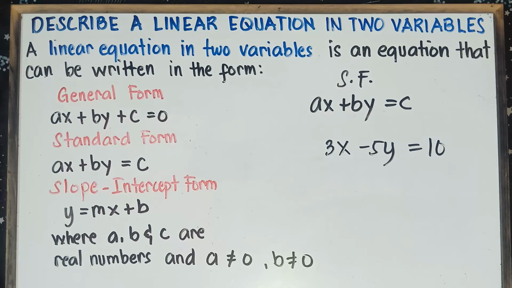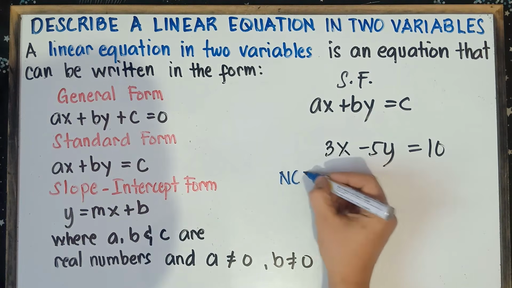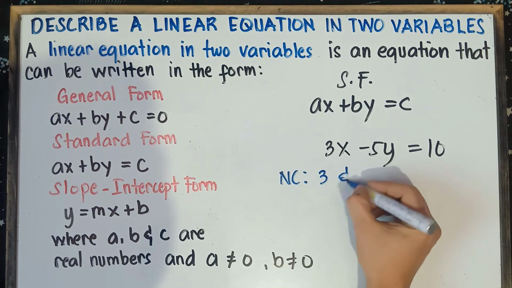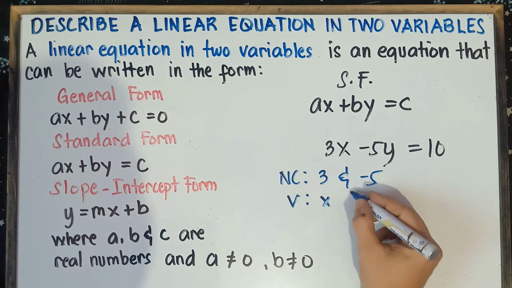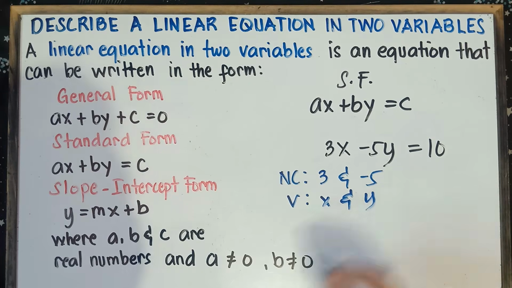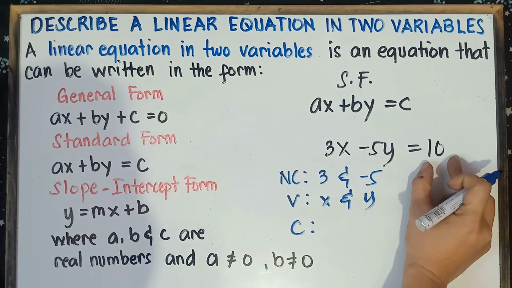So what would be the numerical coefficient? That's correct. The numerical coefficient would be 3 and negative 5. The numbers together with the variable is what we call numerical coefficient. So 3 and negative 5. Now what would be the variable? That's correct. The variable would be x and y. Now, what would be the constant? That's correct. The number alone without the variable is what we call the constant. The constant, class, is positive 10.